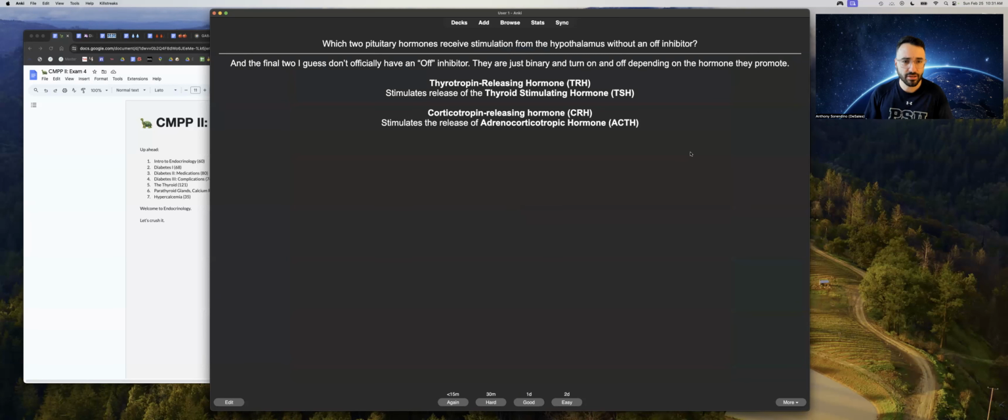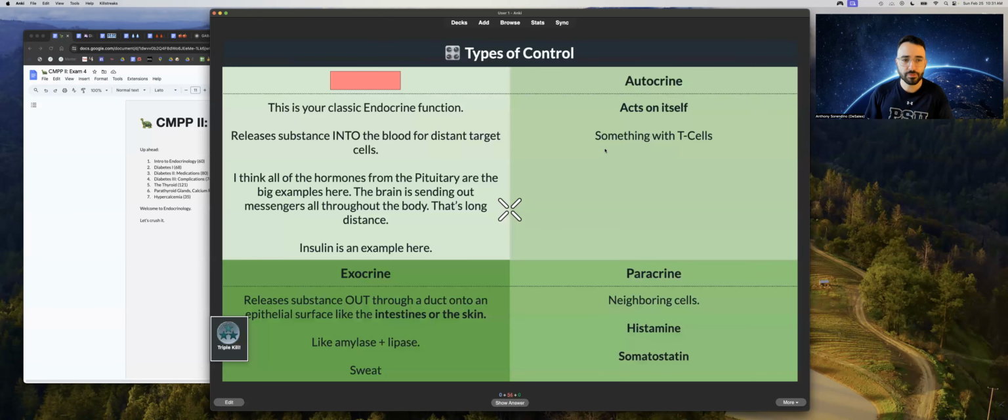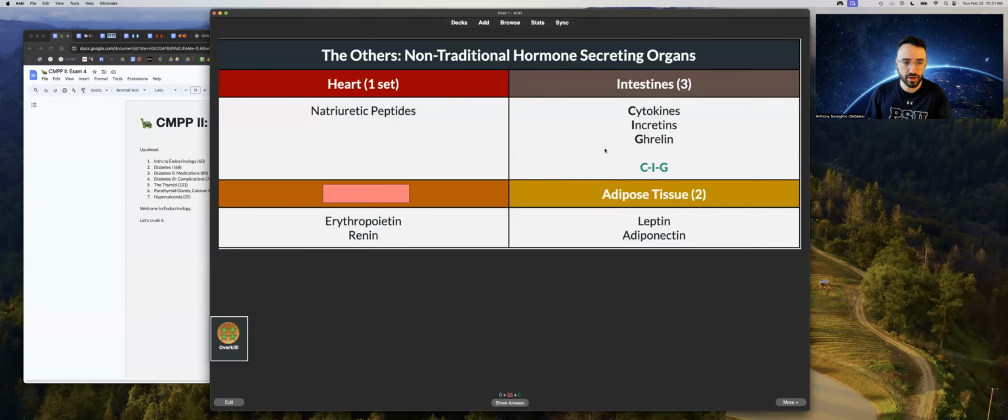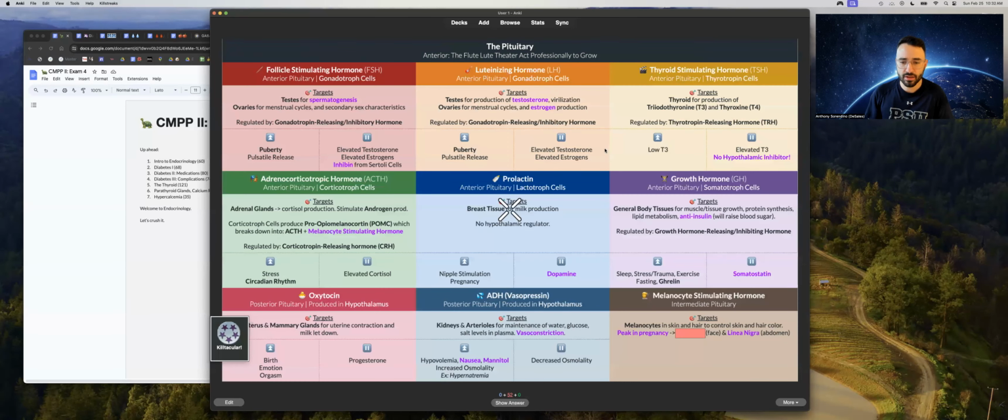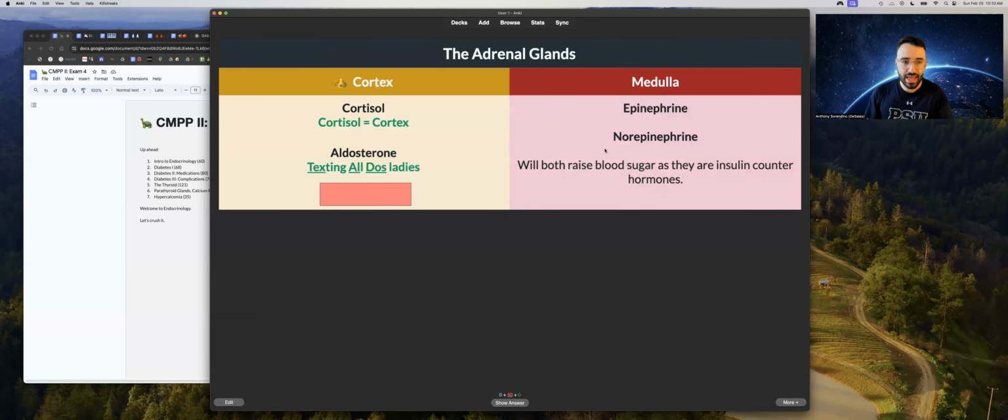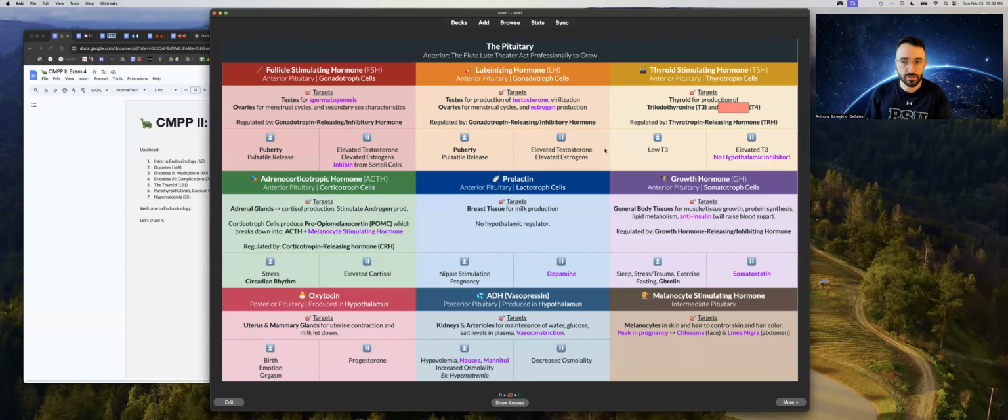TSH and ACTH. Yes, this is just giving me the releasing hormones. Types of control, what's the first one? And the word endocrine. EPO and renin is kidneys. Peak in pregnancy, melasma, which we see in the face, and linea nigra, which we see in the abdomen. CAA: cortisol, aldosterone, and androgens. T3 and T4, which is thyroxine.